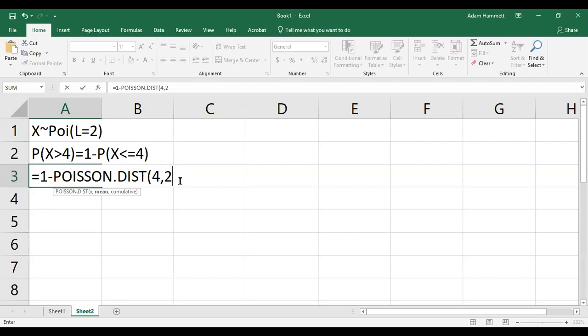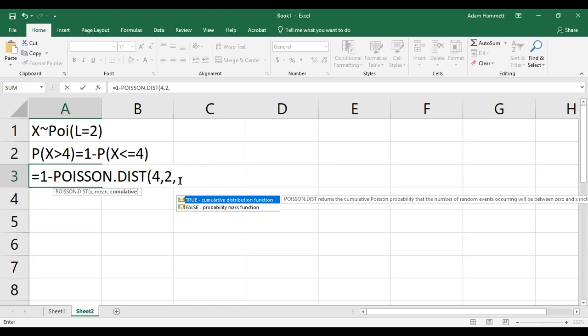What is the mean for this thing? Well, it's 2. And cumulative means, do you want me to add up all the probabilities up to this value 4? And the answer is yes. That's called the cumulative distribution function. We want all the probability up to and including 4.